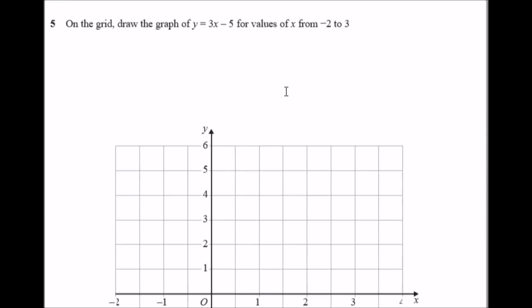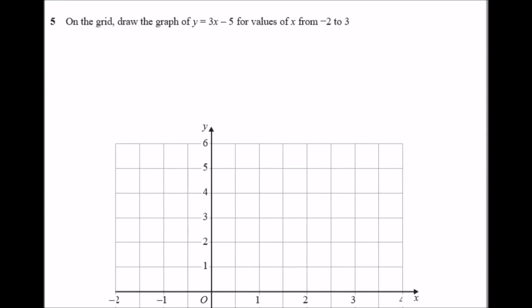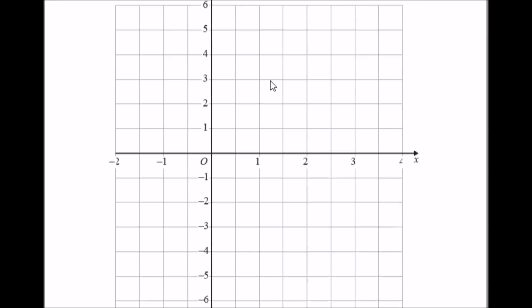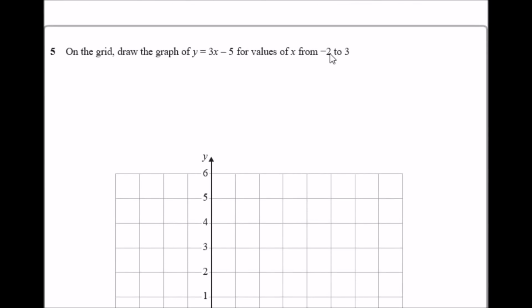So let's move on to question 5. Okay guys, number 5. So on the grid, draw the graph of y equals 3x minus 5 for the following values of x, which is from minus 2 to 3. Okay, easy. So all we have to simply do is just literally plug in values from this range into this formula and then put an x. So the smartest thing to do, what I would personally do, is literally just put in the first value and the final value and then draw a straight line.